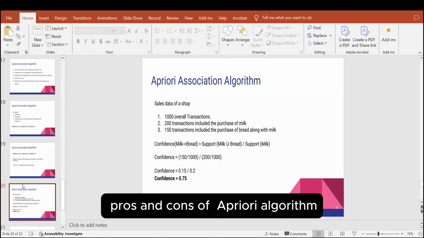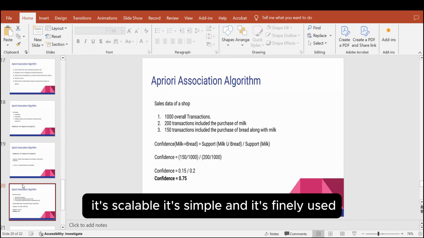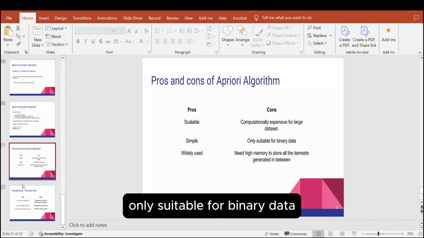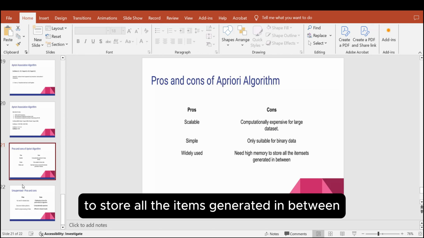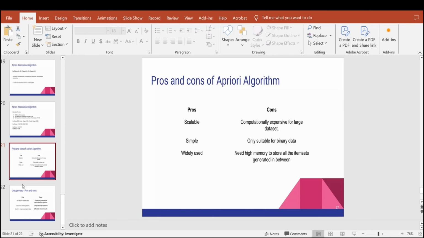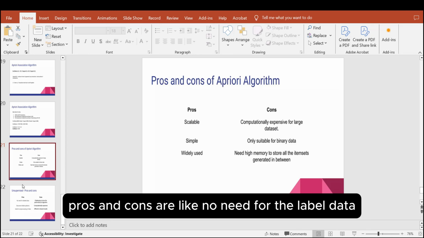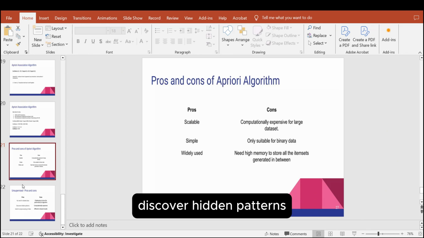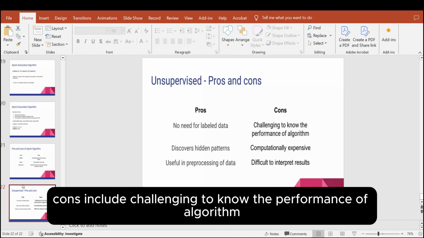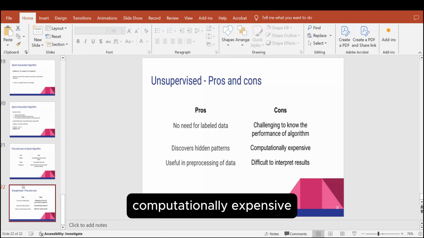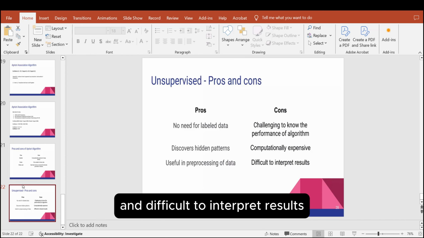Pros and cons of the Apriori algorithm. It's scalable, simple, and widely used. Cons: computationally expensive for large data sets, only suitable for binary data, and needs high memory to store all the items generated in between. Okay, so unsupervised learning pros and cons: no need for labeled data, discovers hidden patterns, and useful in pre-processing of the data. Cons: challenging to know the performance of the algorithm, computationally expensive, and difficult to interpret results.